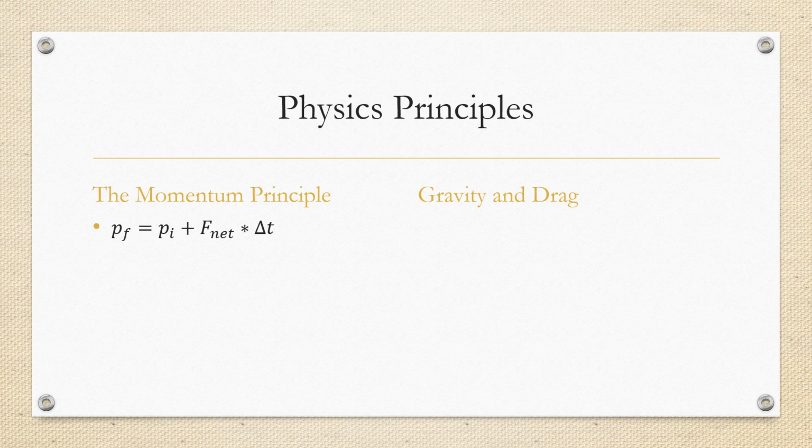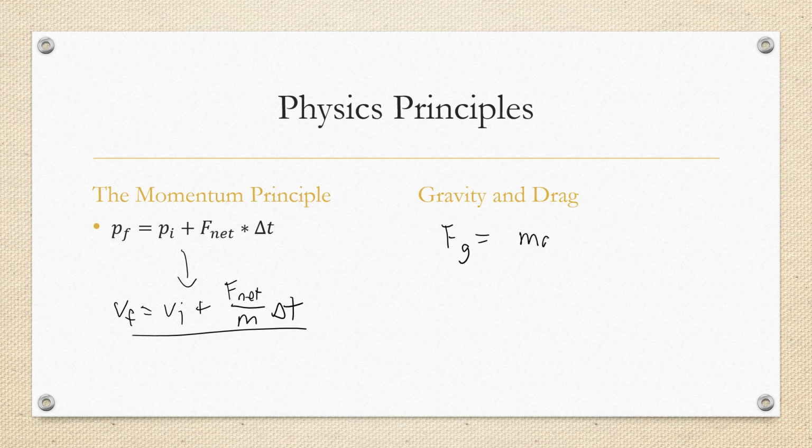As our physics principles, looking at the momentum principle, if we divide everything by the mass, we'll get something that you should be familiar with, which is our velocity update equation, Vf equals Vi plus F net over m delta t, which will be important later. Looking at gravity, this is simply m times g. However, because it is pulling our object down, we'll put a negative in front of it. And then looking at drag, this is going to be equal to negative b times velocity squared, where b is just a proportionality constant.